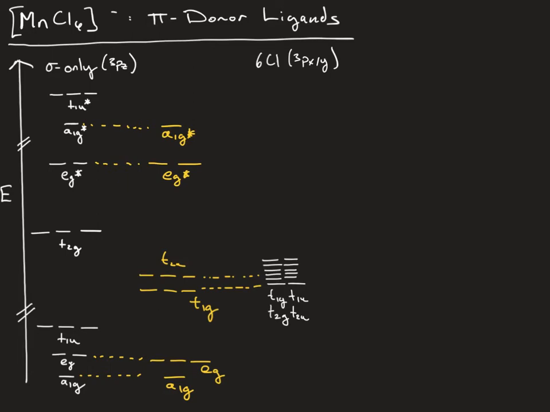Now remember what we said in the last video, that the T1U orbitals that are formed from the SALCs are going to be much more weakly interacting with the T1Us here formed in the sigma type interaction. So we're going to have only a minor perturbation in the energy relative to the sigma only case for the T1Us. So that's going to yield T1U here, T1U here, and then a slight elevation of that T1U star.